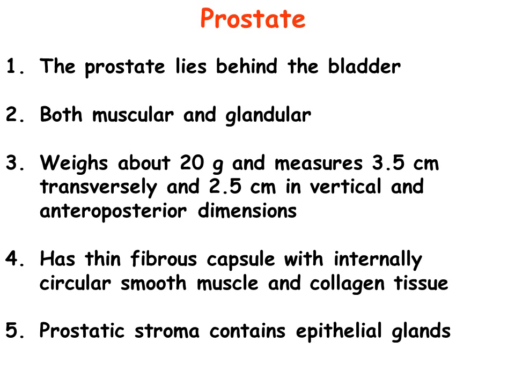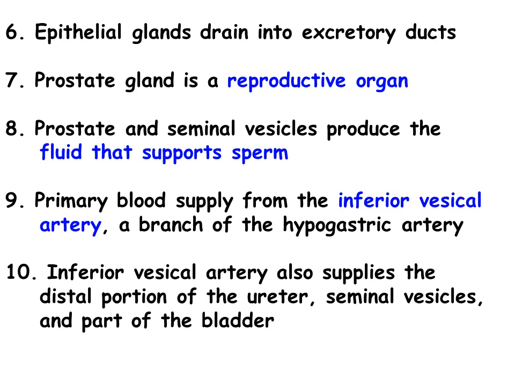The prostate lies behind the bladder, and it is, as it says, both muscular and glandular, weighs only about 20 grams, and is not really all that wide. It does have a capsule, and as I said, it's got the muscle and some collagen tissue, and the actual interior of the tissue, the stroma, if you will, contains the epithelial glands. These epithelial glands drain directly into the excretory ducts, and therefore the prostate gland can be considered part of the reproductive organ. It really definitely is. Again, the prostate and seminal vesicles produce the fluid that really supports the survival of the sperm. The blood supply is coming from the inferior vesical artery, which is a branch of, as we've already identified, the hypogastric artery. There is additional blood supply to these portions, which is very important, but we're not going to go into that just yet.